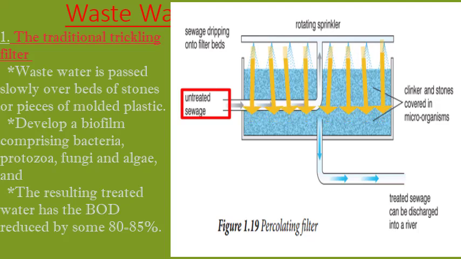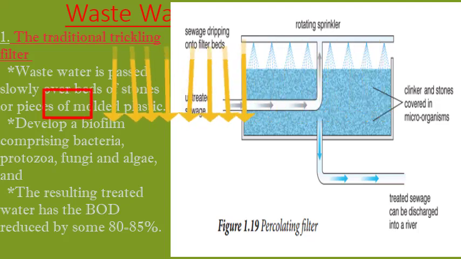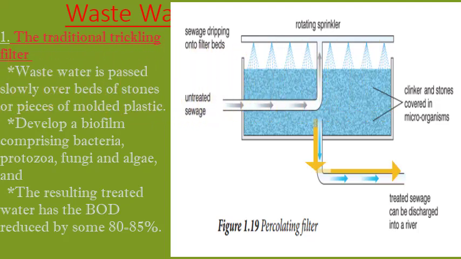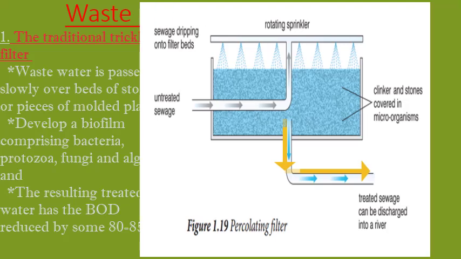As the sewage trickles through the filter bed, the microorganisms digest the organic matter and absorb the products. By the time the liquid reaches the bottom of the filter bed, the polluting organic matter has all been removed. That means the resulting treated water has the BOD level reduced by some 80 to 85%. Then the treated sewage can be discharged into the river.